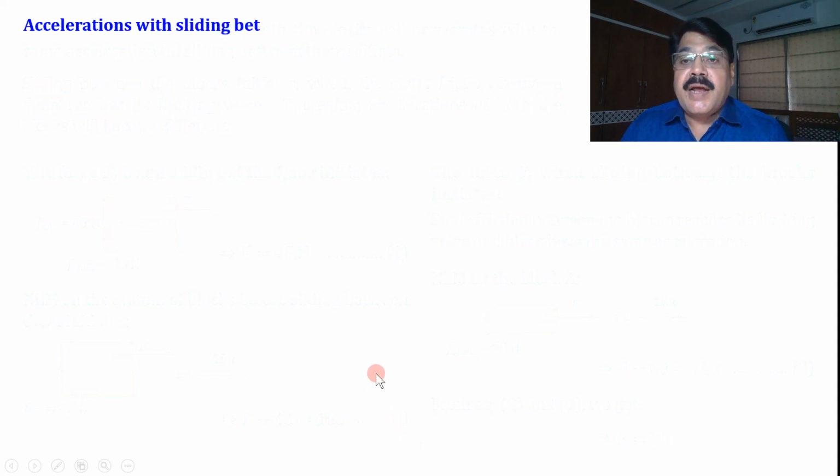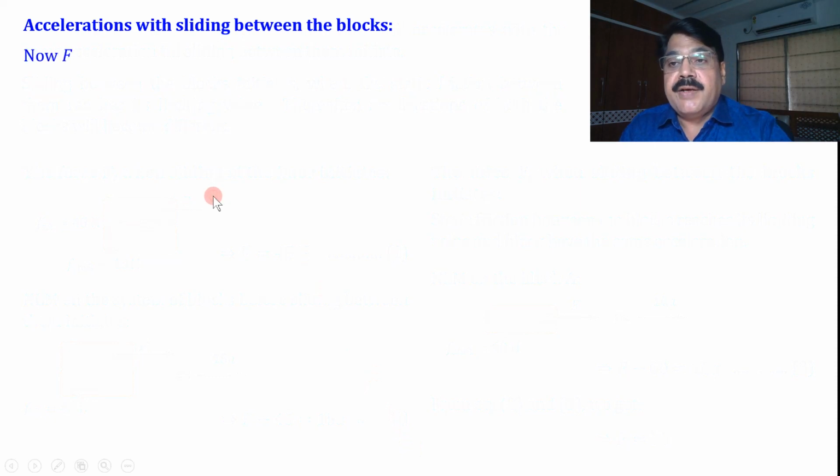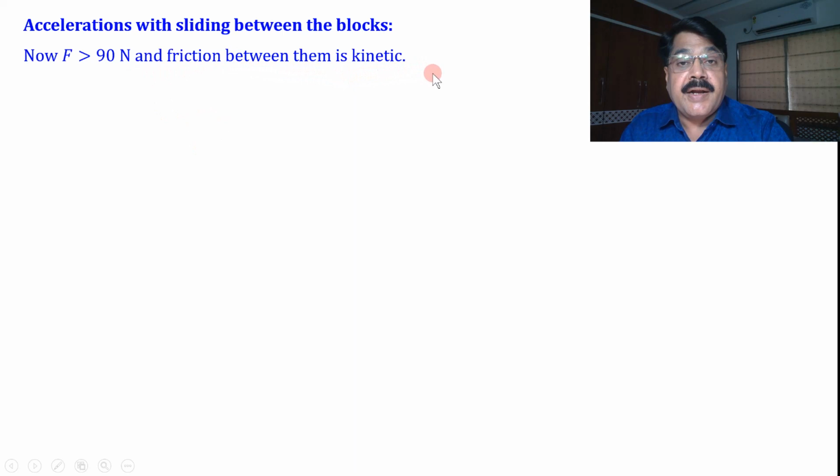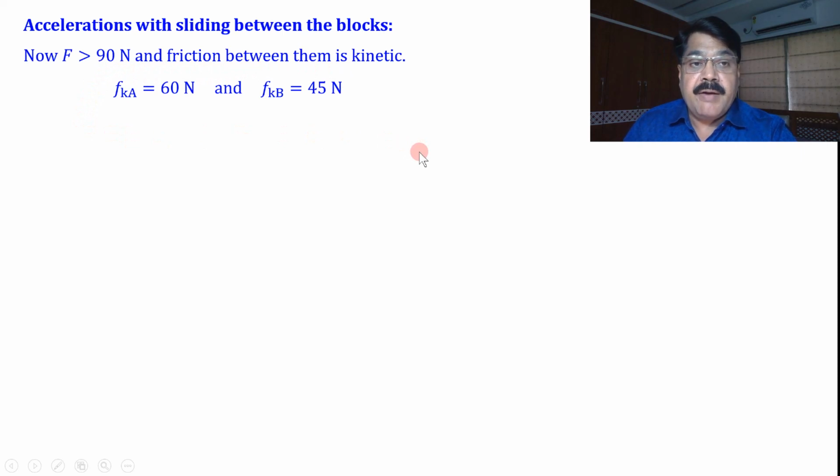Accelerations with sliding between the blocks. So what we can see here, now F is greater than 90 and friction between them is kinetic. So we can separate block A and block B. So FKA is equal to 60 Newton, we have calculated earlier. And FKB is equal to 45 Newton, because these will be equal to the value of limiting friction, since the static friction coefficient and kinetic friction coefficient we have taken the same.